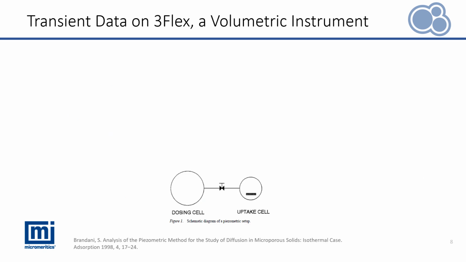So what does our transient data monitoring software do? It collects the pressure readings from all the available pressure transducers every millisecond. In other words, it records 1,000 readings from every pressure transducer and thermocouple in a single second. This capability allows us to mimic the simple schematic used in diffusion studies, as shown below in Brandani's manuscript, where a simple dosing cell of a known volume is connected to the uptake cell where the sample resides.